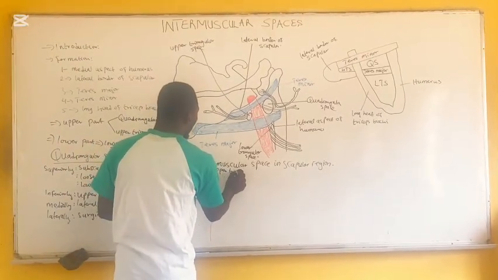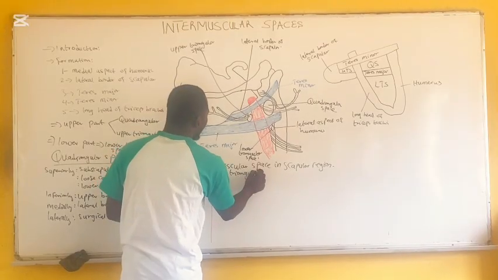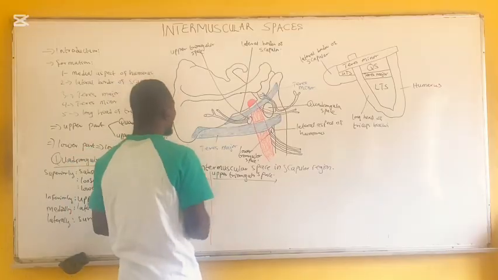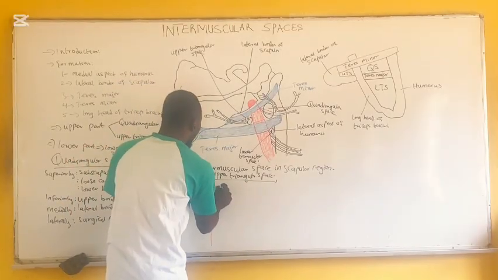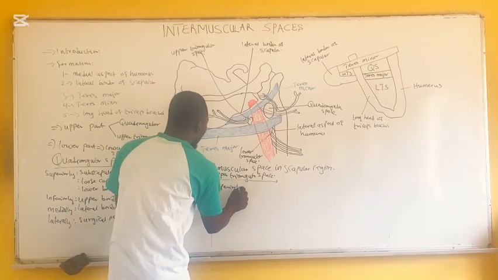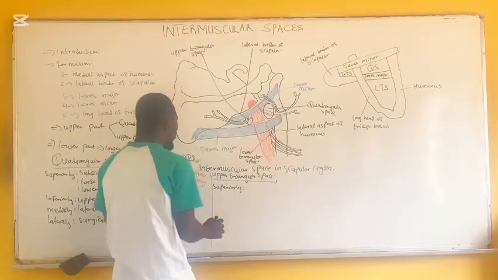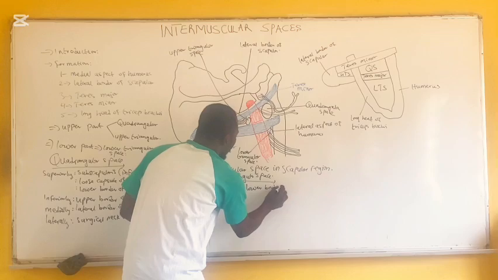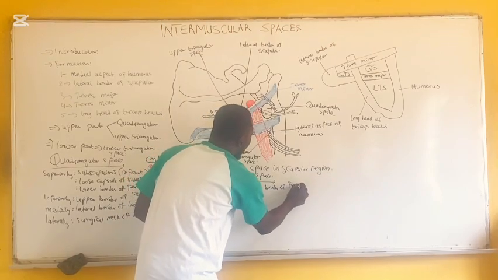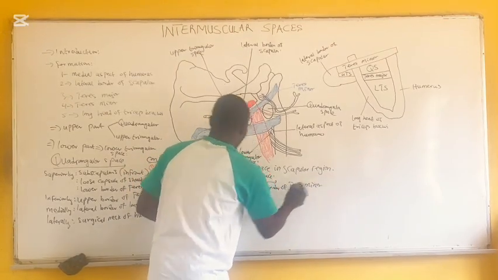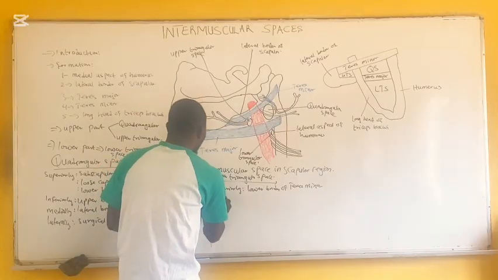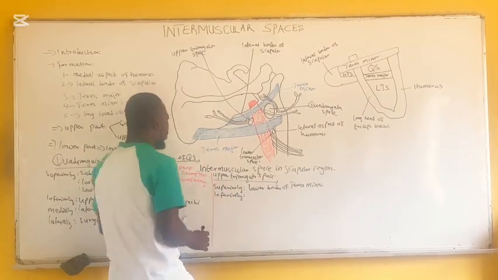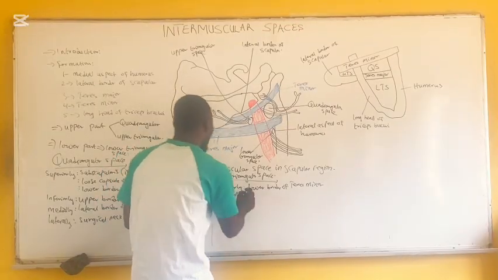Upper triangular space. The upper triangular space is bounded superiorly by the lower border of teres minor. It is bounded inferiorly by the upper border of teres major.